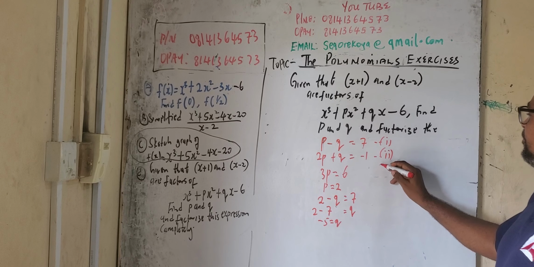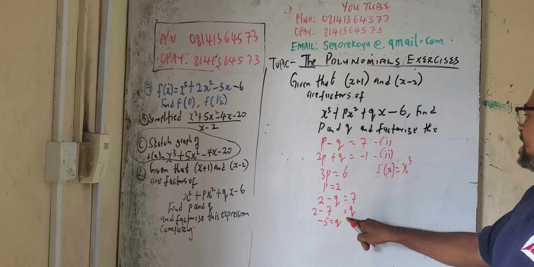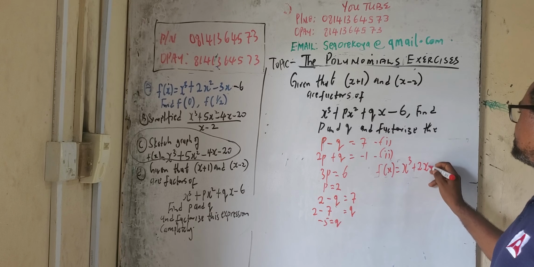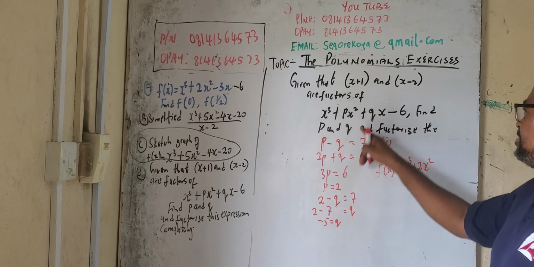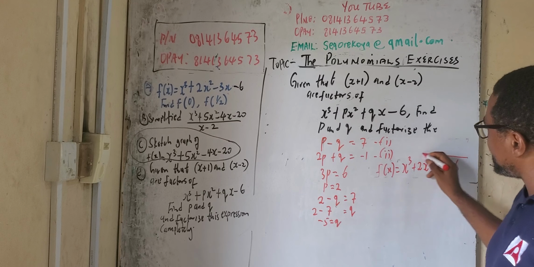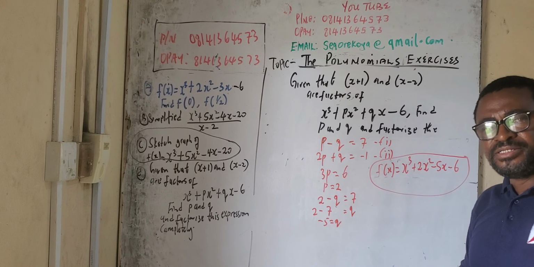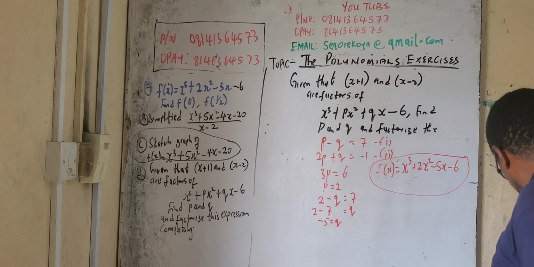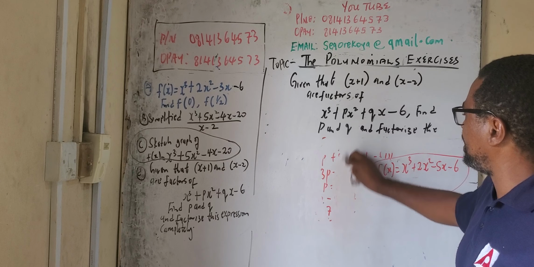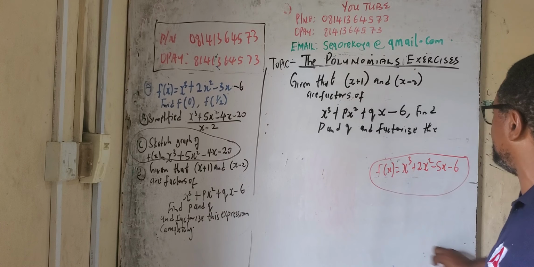So my polynomial f of x will now take this shape. x cubed, my p now is 2, put 2 there. That's plus 2x squared. My q is negative 5, put minus 5 there. Minus 5x minus 6. So this particular polynomial is what I want to factorize, and I've taught us this procedure for factorization. Now, let me clean up this place since I've gotten my polynomial function after obtaining the values for my p and q.